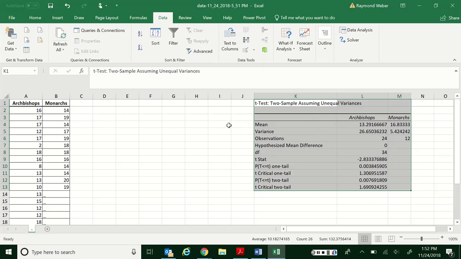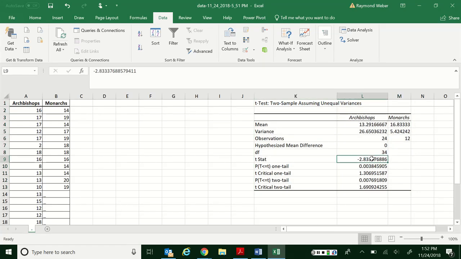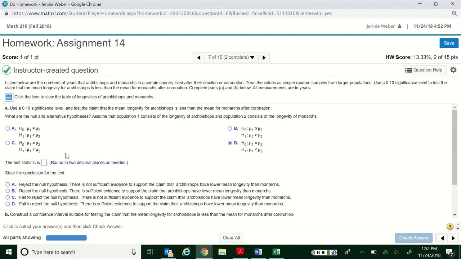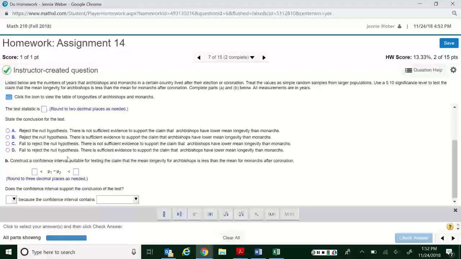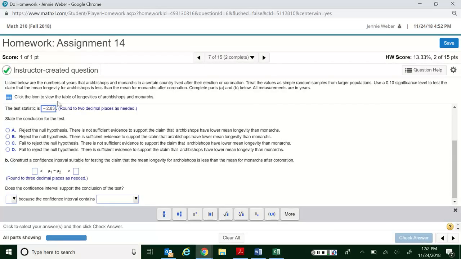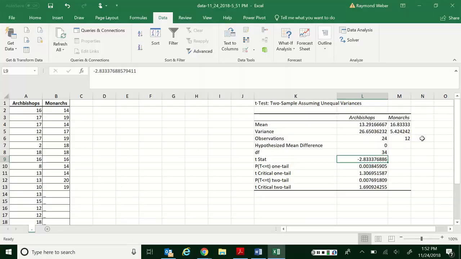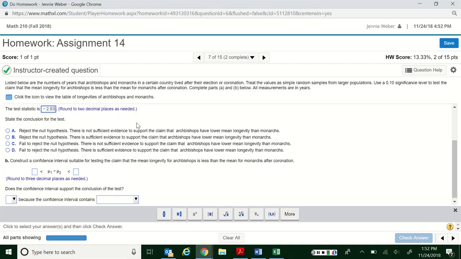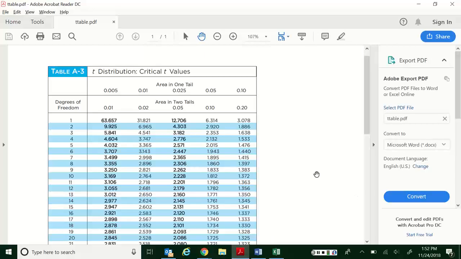Okay, so now right here, there's my t-stat, so that's coming right here. So negative 2.83. And then I need to look up my critical value. So to find my critical value, my df is going to be 11. I'm going to go with the smaller one. I like this table. You can see here, this is area in one tail is 10%. Go down to 11, 1.363.